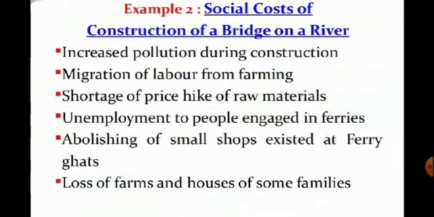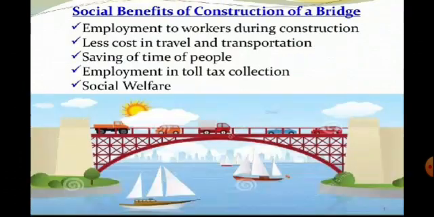Social costs of construction of a bridge on a river: increased pollution during construction, migration of labor from farming, shortage and price hike of raw materials, unemployment to people engaged in ferries, abolishing of small shops that existed at ferry ghats, loss of farms and houses of some families.